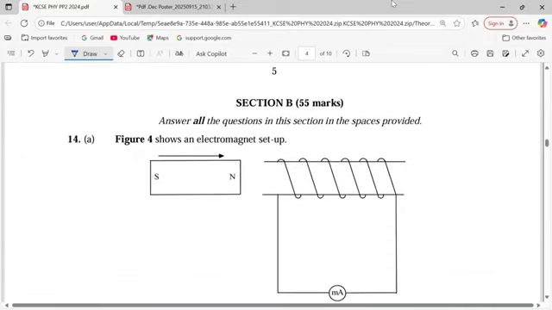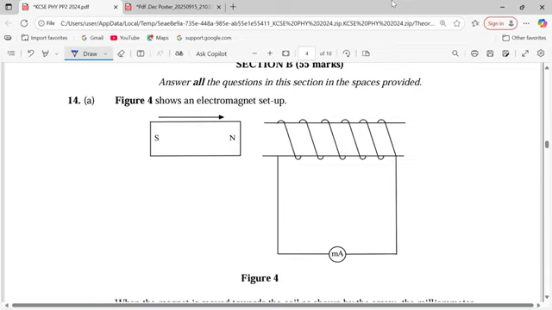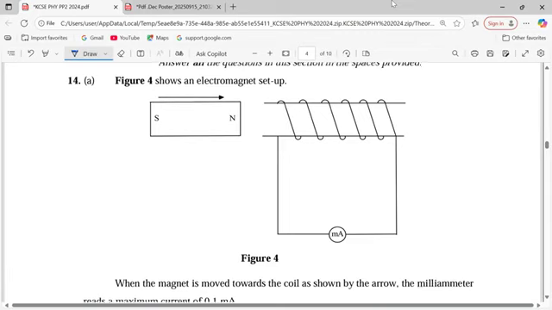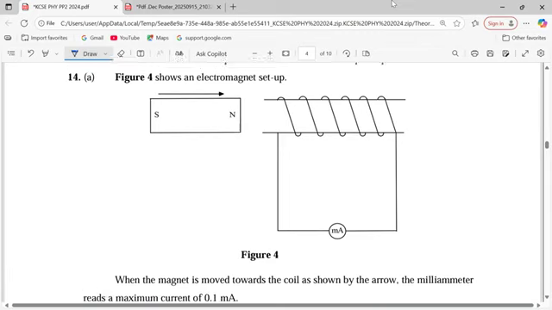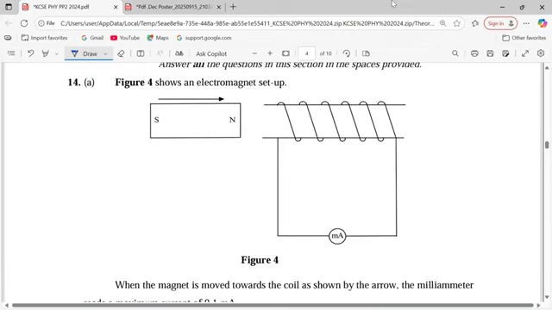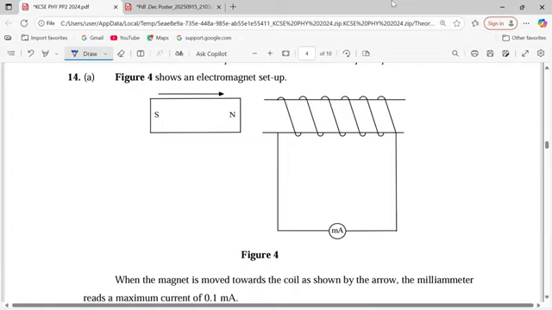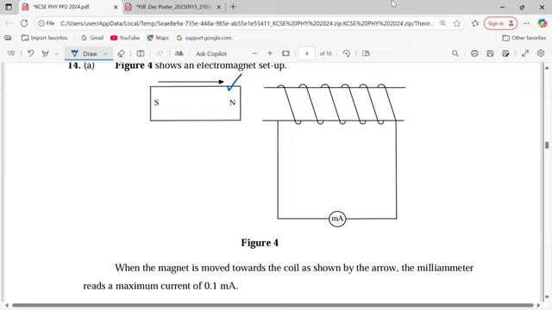So now we are going directly to Section B, number 14. We're going to answer all the questions. Look at number 14. The figure shows an electromagnet setup, whereby this is a magnetic field which is going to cause another magnet and also some current to flow in the setup that you can see.